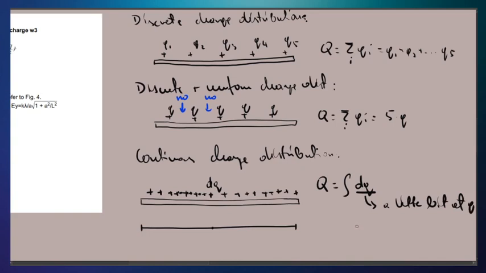If it's dy, it's a little bit of y. If it's dl, it's a little bit of l. And how much is it? This little bit, it's infinitesimally small. Not infinitely small, because infinitely small would be nothing, but infinitesimally small, there's a difference there.